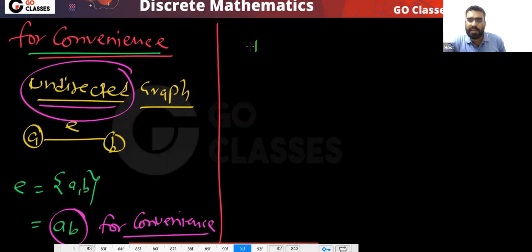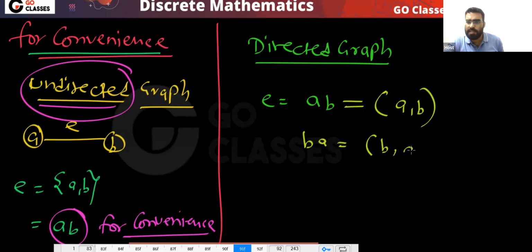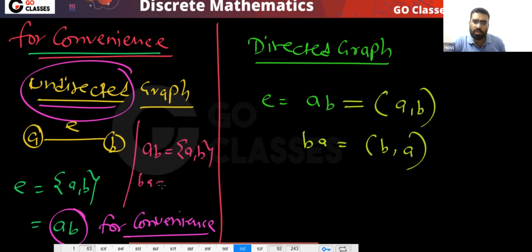But if I tell you that there is a directed graph, and in this directed graph I tell you this is an edge, then what does it mean? It means from A to B. And this edge means from B to A. But in an undirected graph, AB also means between A comma B, and BA also means between A comma B. So very simple. Remember, this is only for convenience. We will write like this.